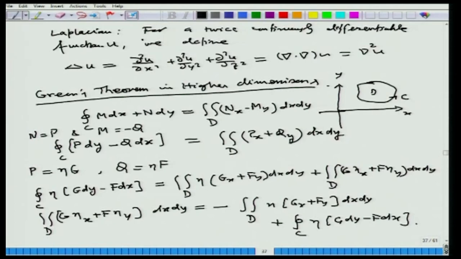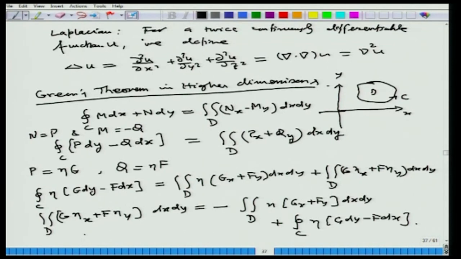So, Green's theorem gives us the general way of the same formula which we had in one dimension. Recall that the integration by parts formula was integral a to b u v prime dx is minus integral u prime v dx plus u v evaluated at a to b. So, this is one dimensional integration by parts, and this is two dimensional integration by parts. This is a generalization of the earlier integration by parts formula which we discussed.